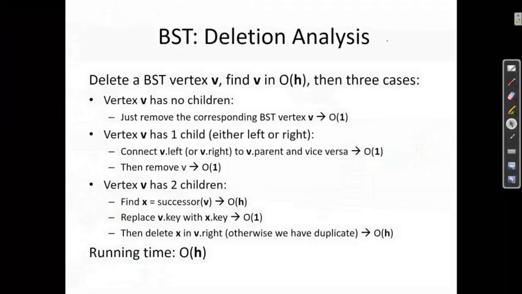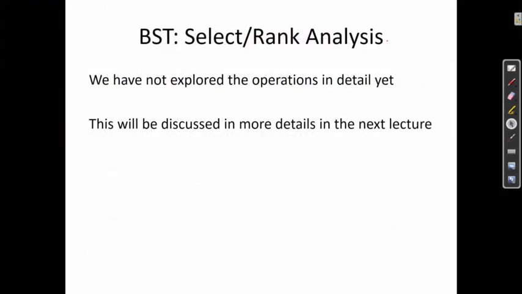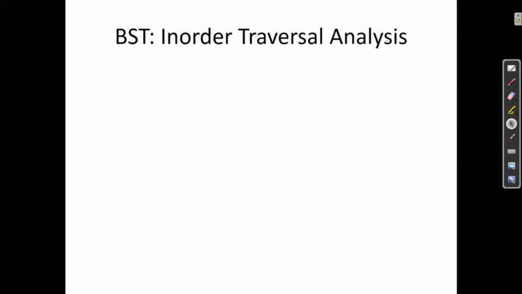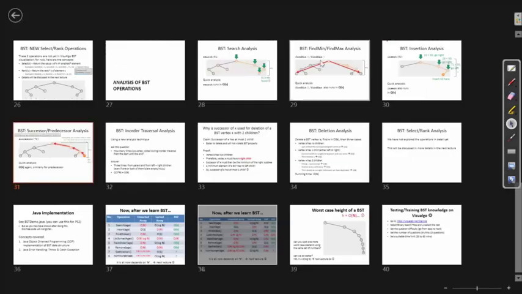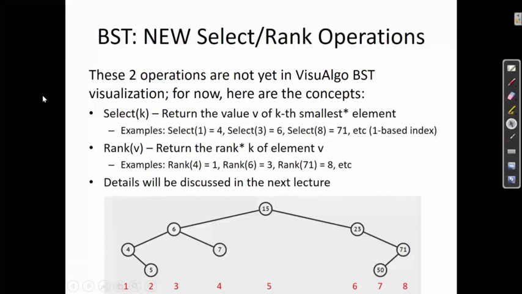So let me go back to my slide. Let me just tell you about two more operations. I won't talk about these that much today, because I will talk about them next lecture, but I just want to introduce them. These two operations are not yet inside VisualGo. This is called the select and rank operation.